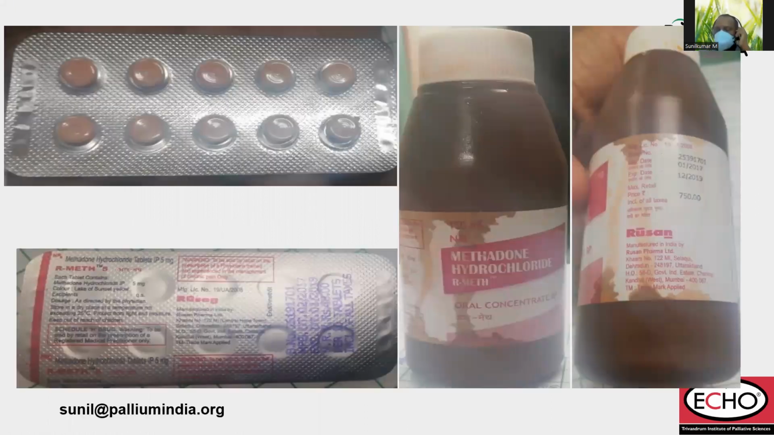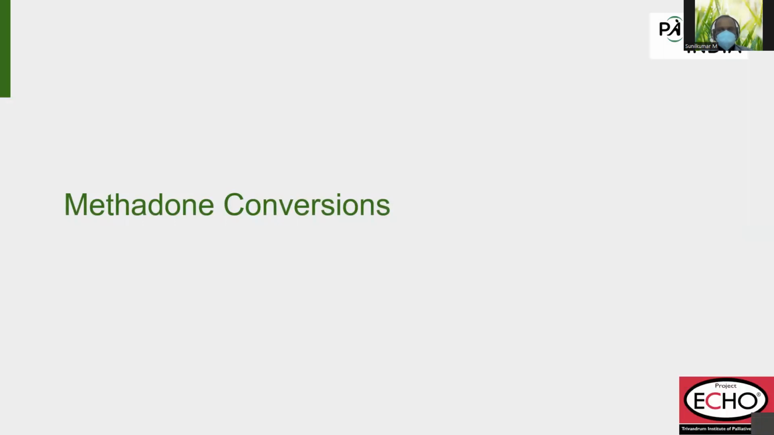So these are the preparations of methadone available in India, tablets as well as syrup. Tablet is 5 milligram and syrup 1 ml containing 5 milligram. Only one pharmaceutical company produces methadone in India, and this is known as RMeth. And now we are moving on to conversions of methadone.